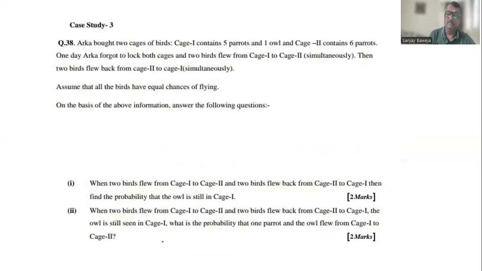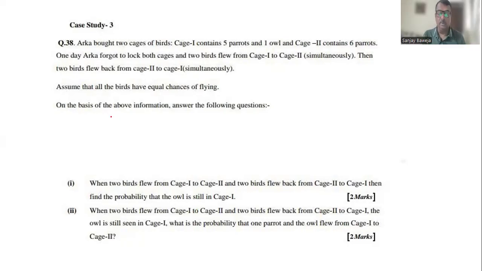The last question is based on probability. So if you go by simple rules, no need to apply anything special. You go by simple rules. Understand the question well, think logically, you will be able to answer the question.